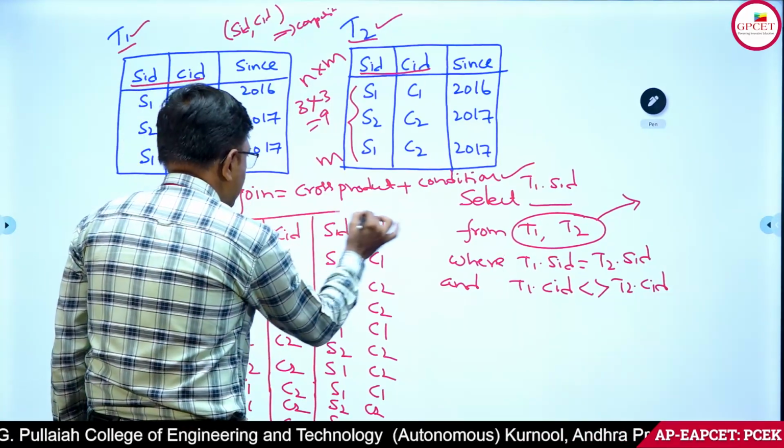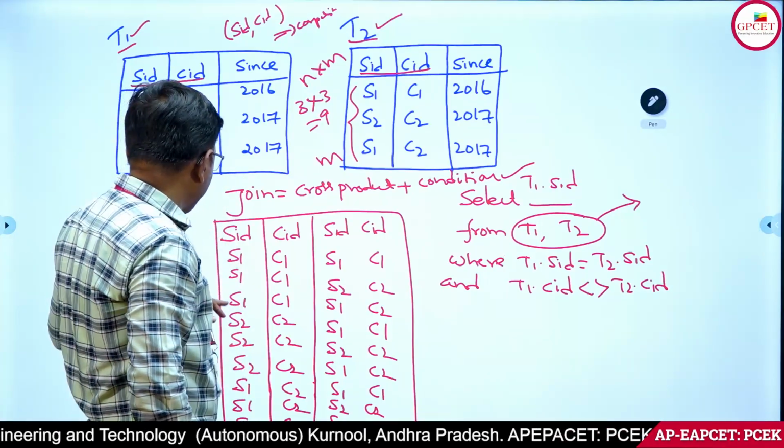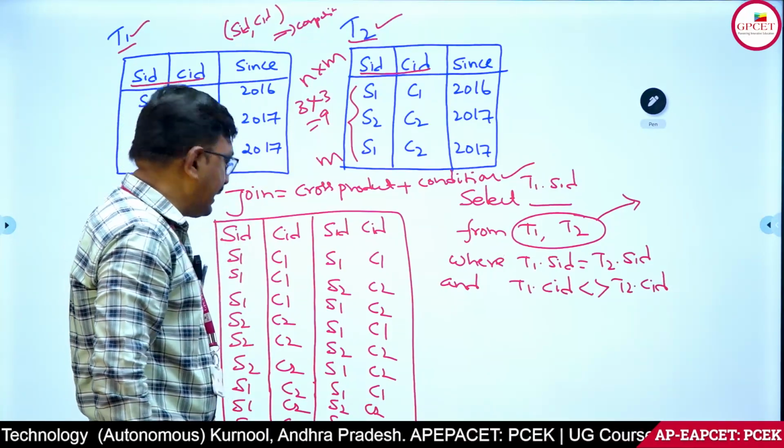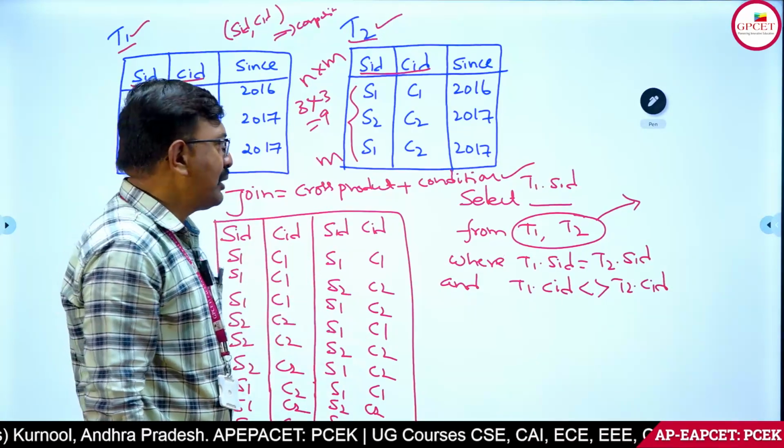Okay, this is a cross product. How many tuples here? 1, 2, 3, 4, 5, 6, 7, 8, 9. 9 tuples. That is n by m. 9 tuples are there. But what is this here?